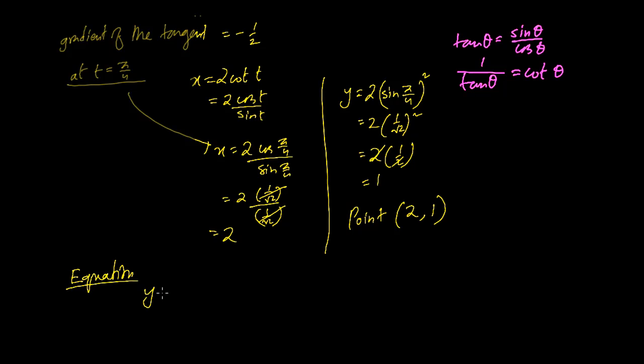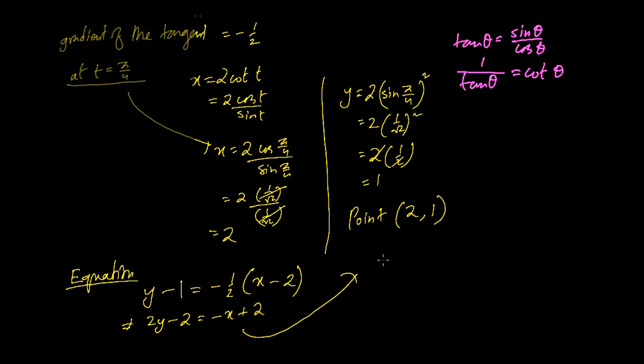So the equation of the tangent is y minus y1, which is 1, equals m, the gradient, which was minus half, into x minus x1, which is 2. So we can now simplify, multiply by 2, it would be 2y minus 2 equals, we have minus 1 left, minus 1 into x is minus x, minus 1 into minus 2 is plus 2. So we can further simplify this and write 2y equals minus x plus 4, or we can write 2y plus x equals 4.